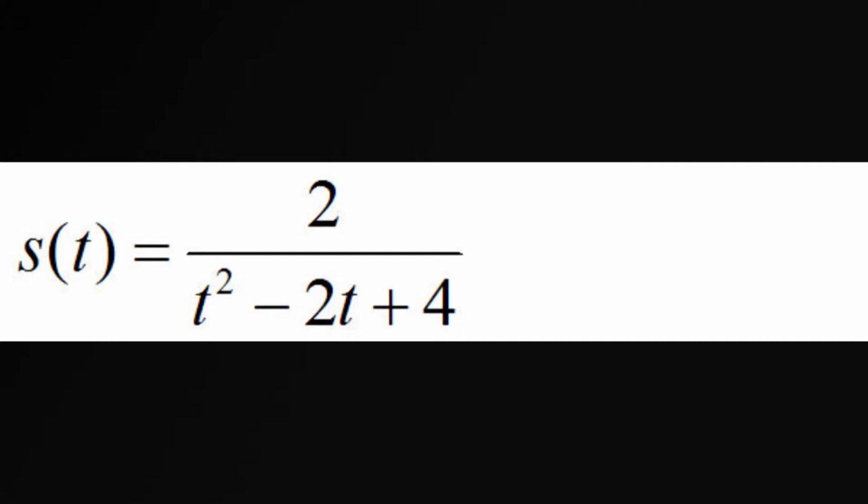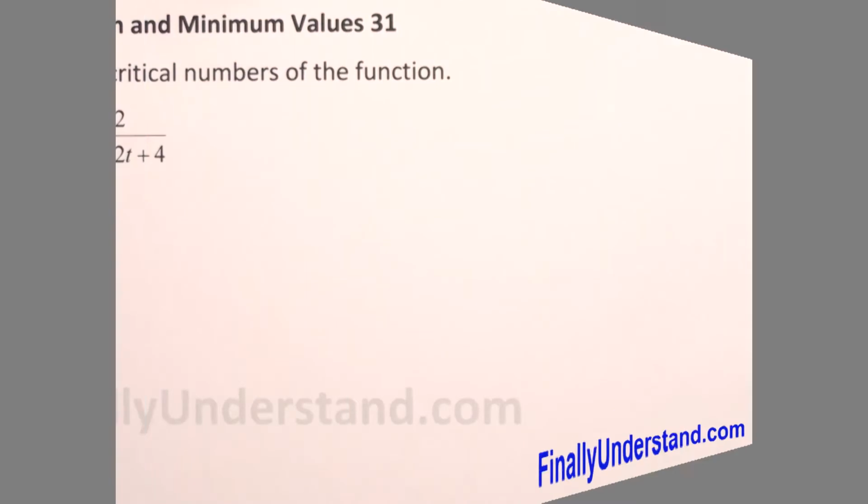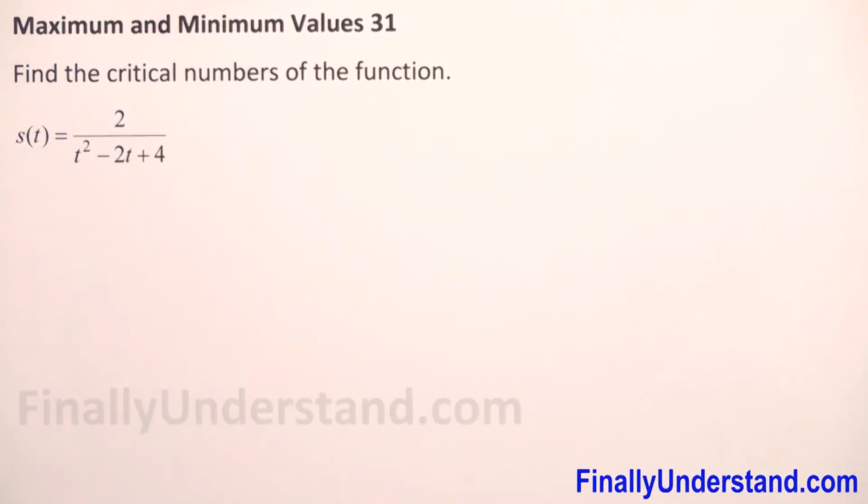We have to find critical numbers of a given function. A critical number of a function is a number which belongs to the domain of our function, and the first derivative of this number is equal to zero, or the first derivative of this number does not exist. So first we need to find the domain.